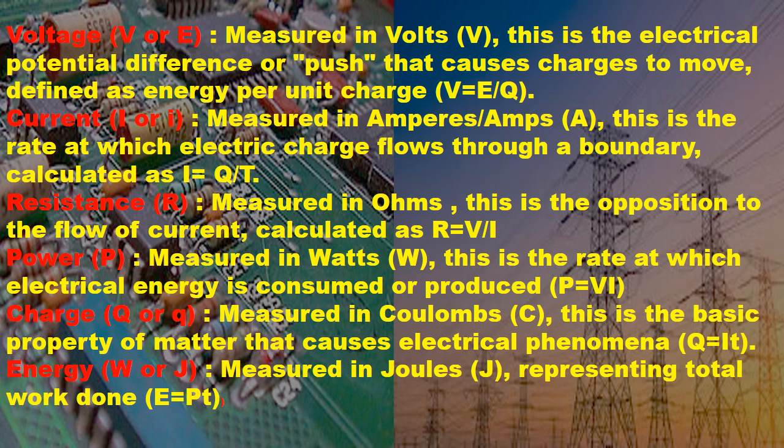Energy or work. Energy can be different types of energy, but in the context of electrical, we say electrical energy, or it's basically the work that is done in the circuit. Sometimes you can say work done, or you can say electrical energy. It is measured in joules, J, and represents total work done. So energy is equal to power times time.